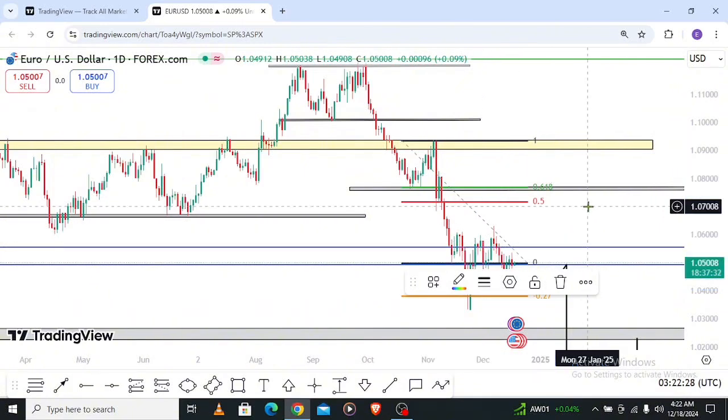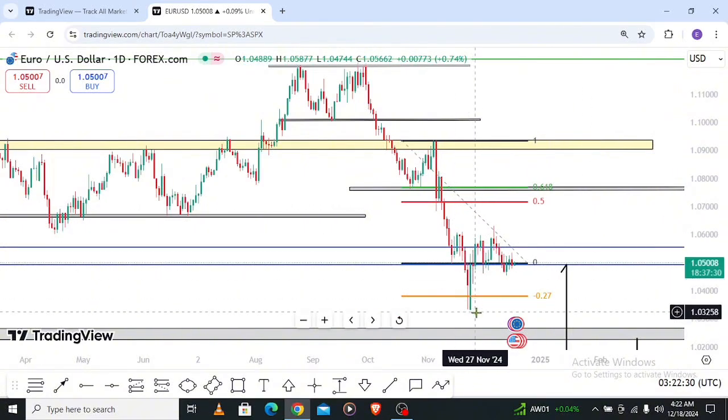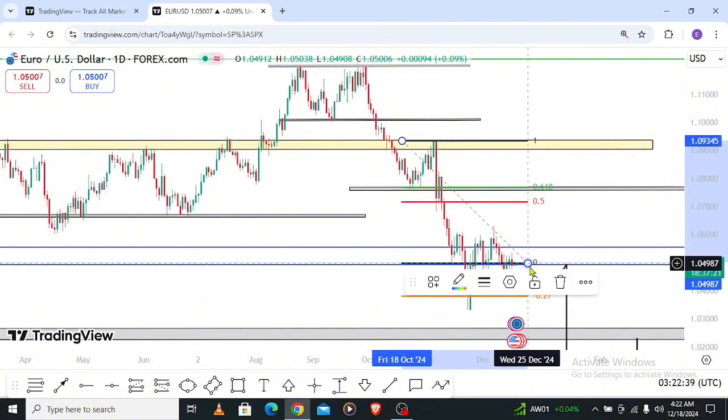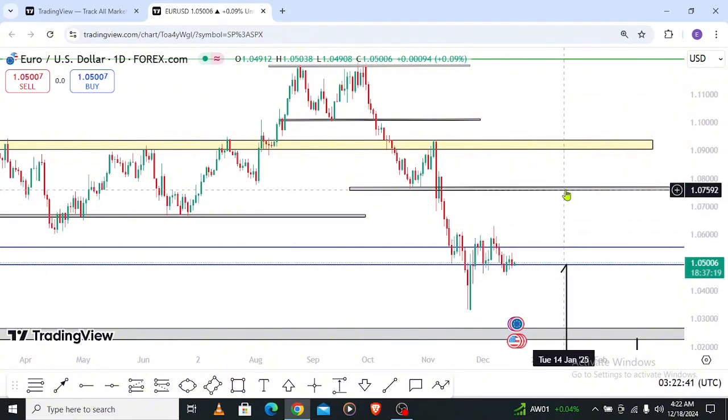But the market instead continued going down. Although Euro USD is still on my watch list, all I'm basically waiting for now is a pullback into this zone still, or preferably this zone.